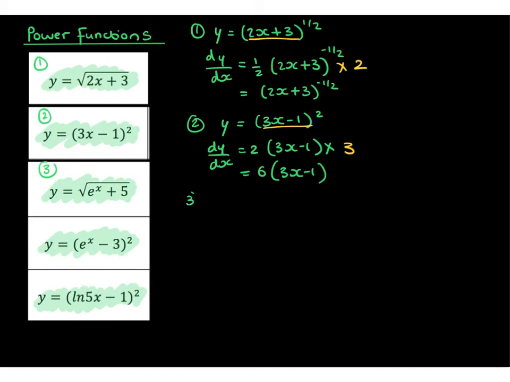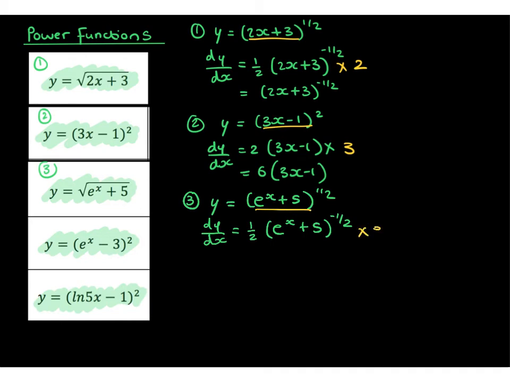Number 3, we will rewrite this again as y equals (e to the x plus 5) all to the power of a half. And then dy by dx, multiply by that power of a half, reduce that power by 1 to negative a half, multiply by the derivative of the inner function, which is still e to the x. So this leaves us with a half e to the x times (e to the x plus 5) to the negative a half.